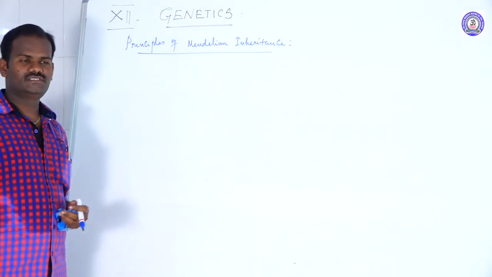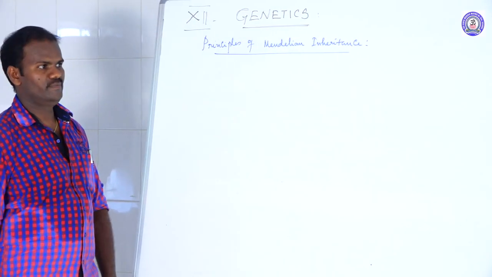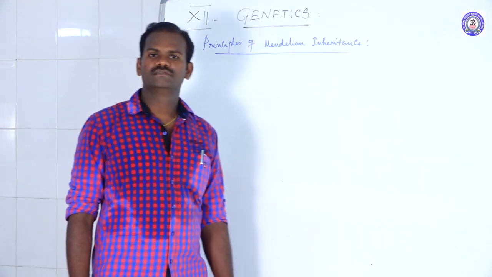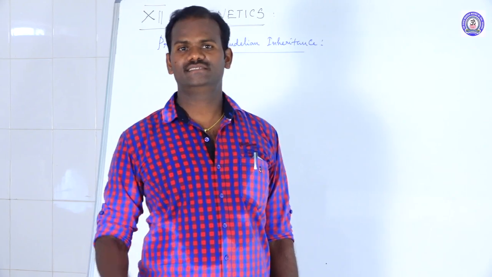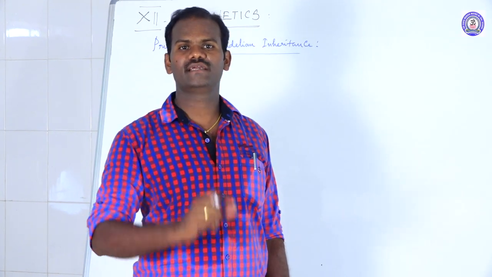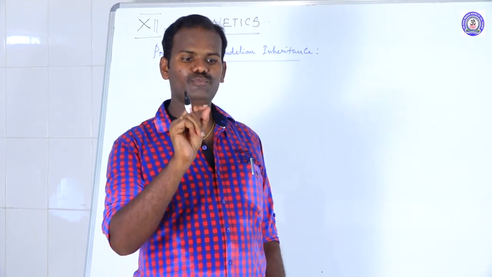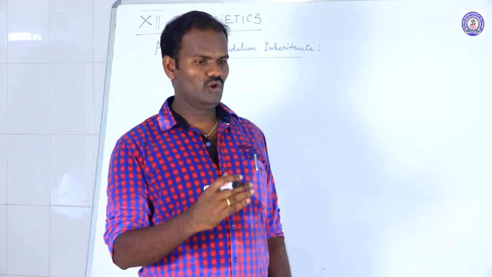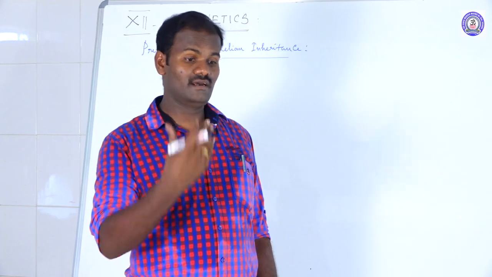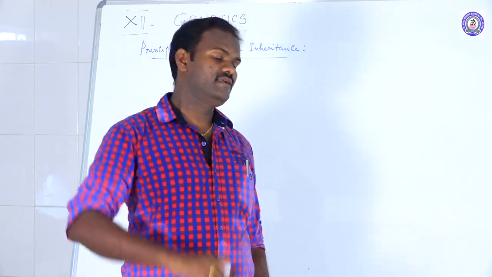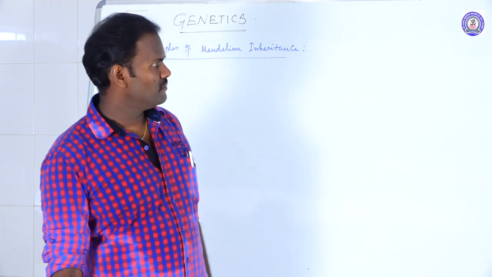Then what are the conclusions of the monohybrid cross? Mendel proposed two laws after the monohybrid cross. One is the law of dominance, another one is the law of segregation, also called the law of purity of gametes. These two laws were proposed after the monohybrid cross. The third law was proposed at the end of the dihybrid cross. But what is the first law?